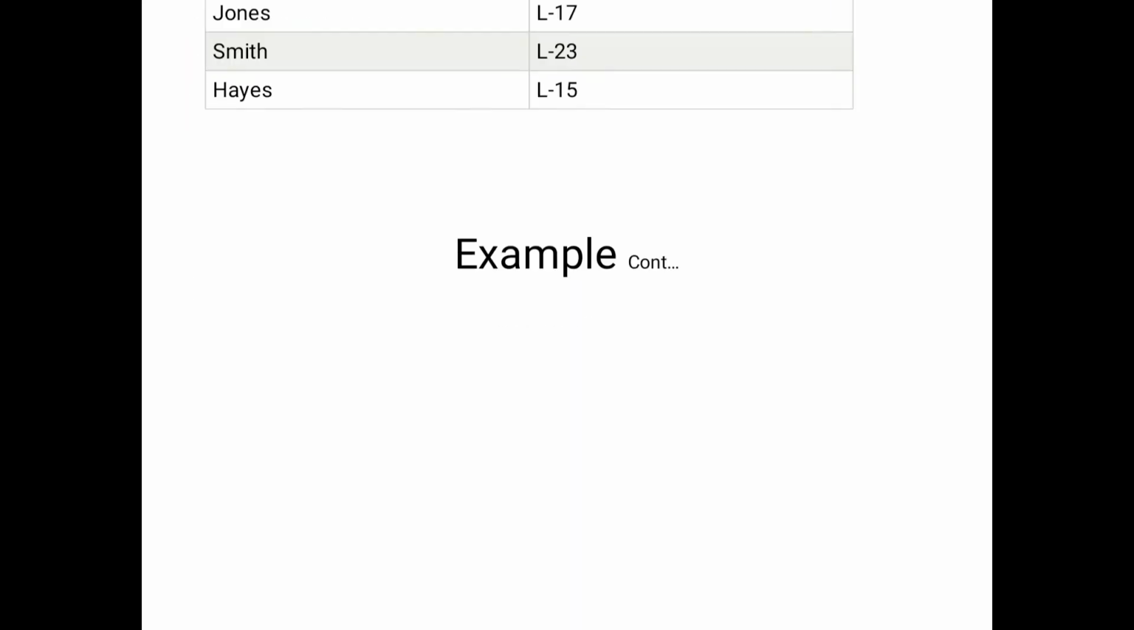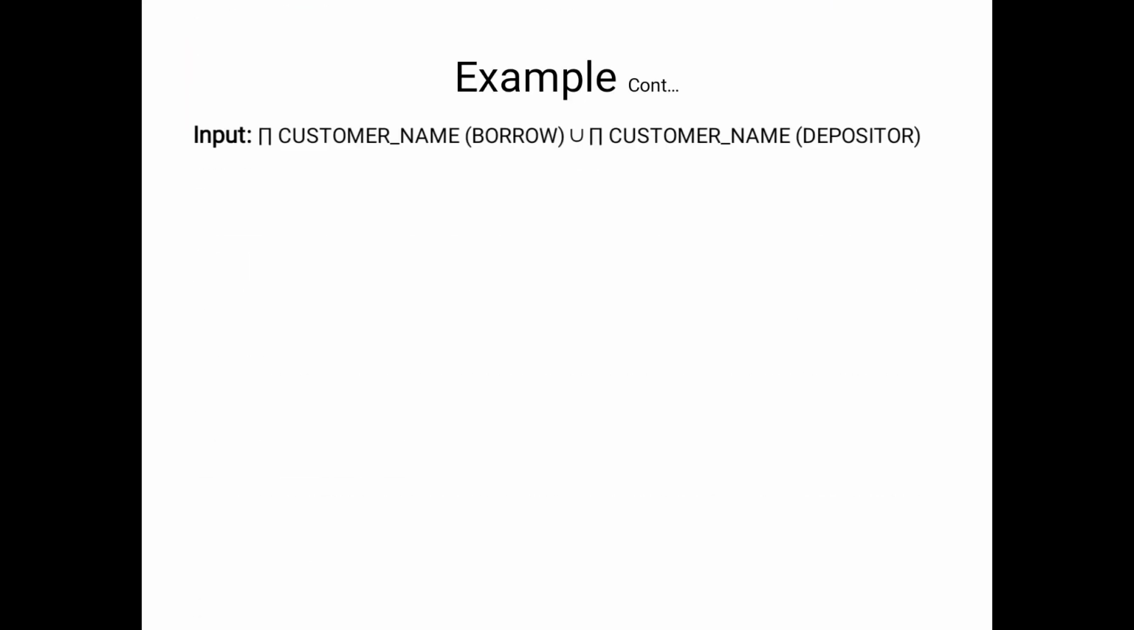So please observe the syntax here. We will apply the projection on customer name, and then the union operation on the customer name of the borrow table and the customer name of the depositor table. Here please observe the example.